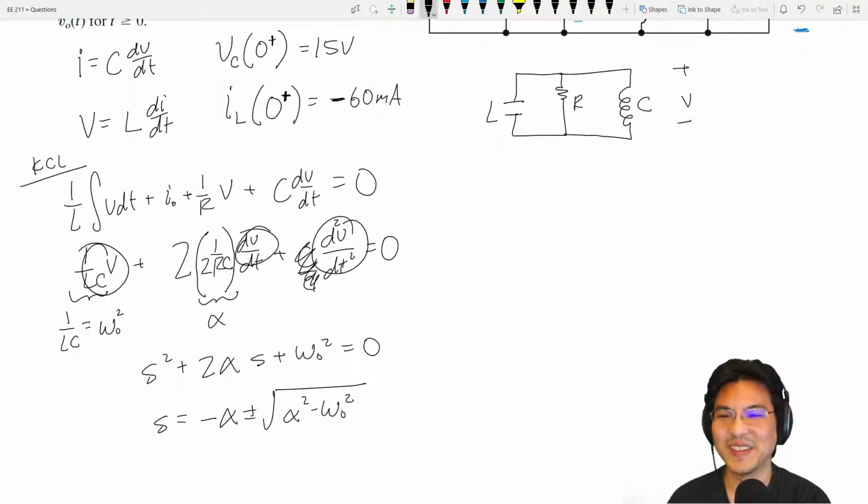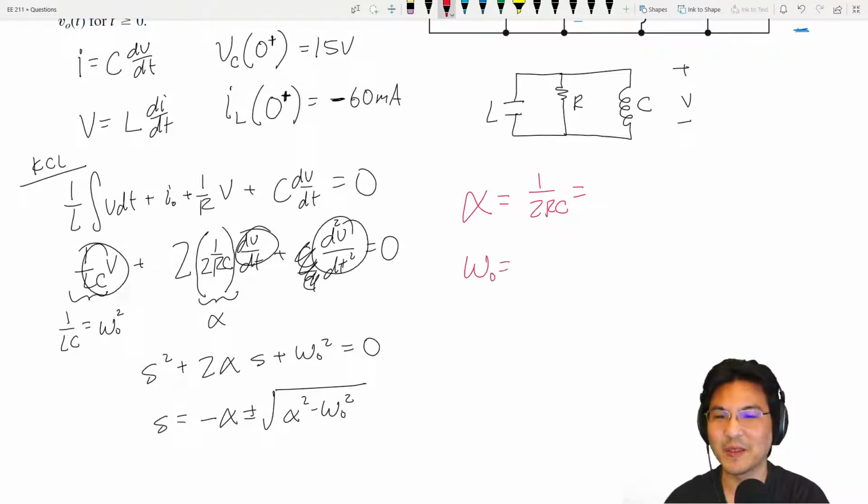Okay, so alpha, this Neper frequency, is 1 over 2RC. Okay, and then this undamped natural frequency would be 1 over LC. Actually, this is omega squared, so like this. Okay, I'm going to pause, punch these in the calculator.